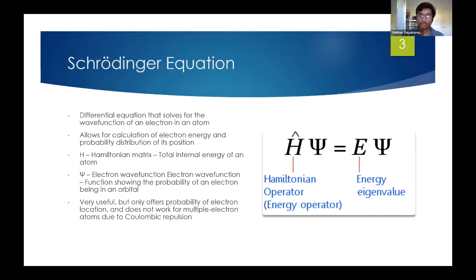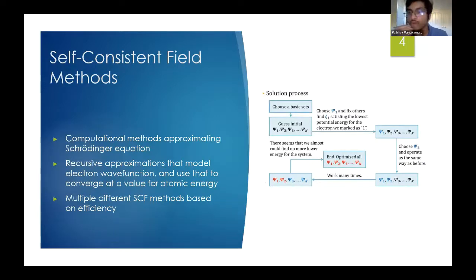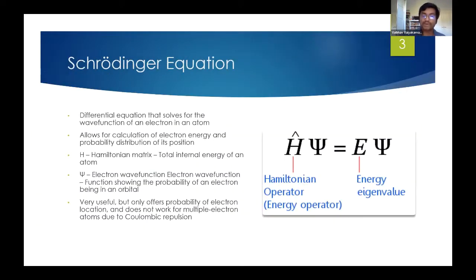It doesn't work for multi-electron atoms because of a phenomenon known as Coulombic repulsion. So when you get two electrons in one atom, both of them have negative charge, and both of them are going to repel each other. They're going to have an electrostatic force of repulsion, which in mathematical terms, you can also call interelectronic Coulombic repulsion. And because of that, we find that the Schrödinger equation becomes much harder to calculate.